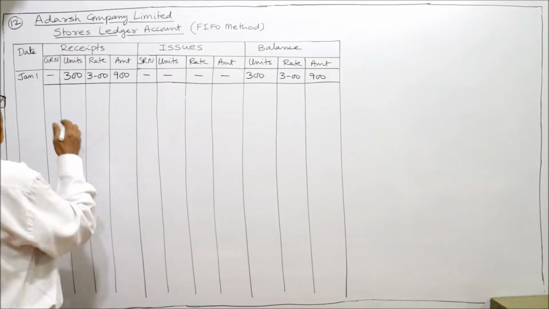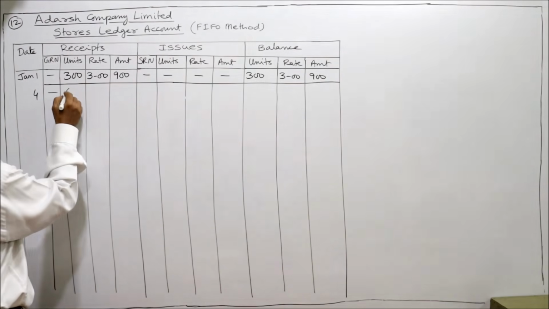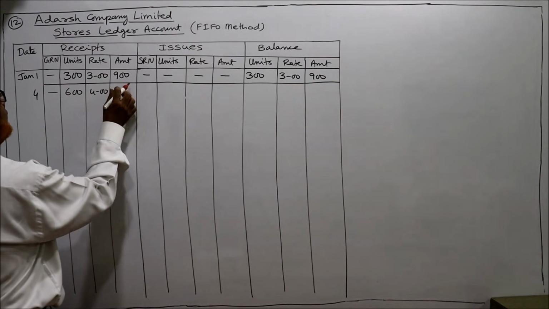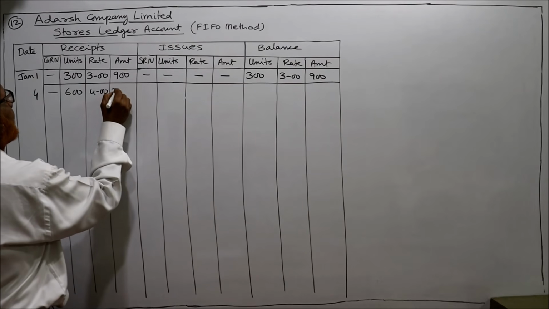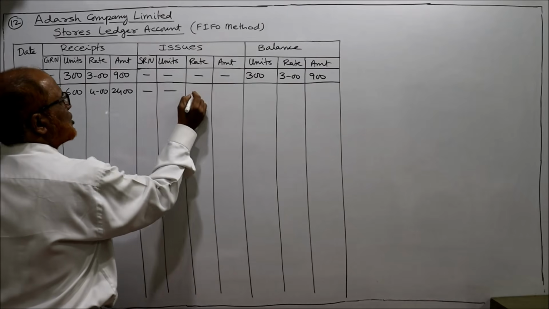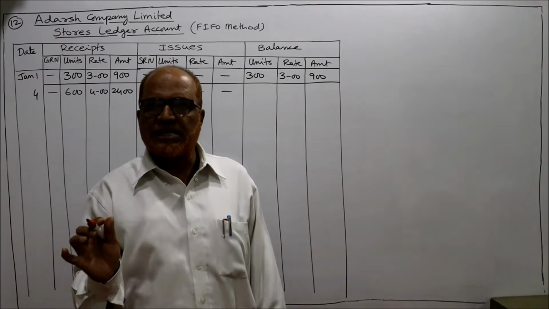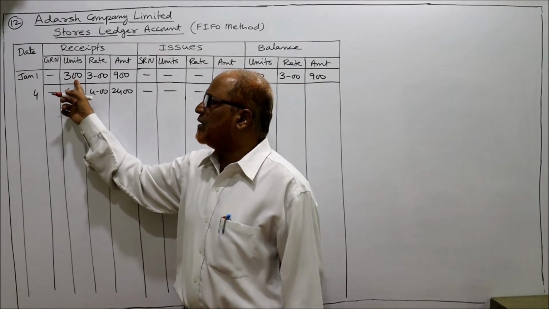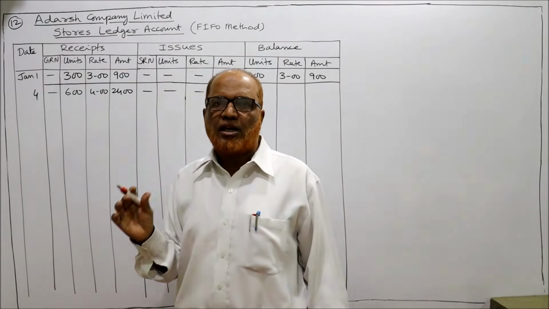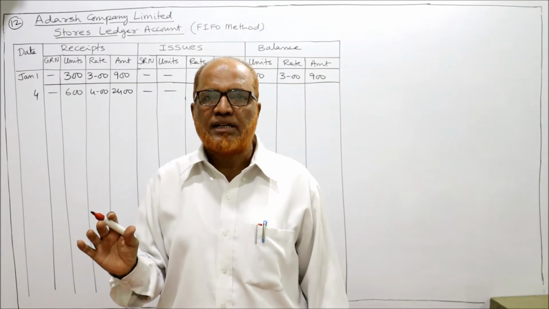Now, after January 1st, there is 4th January. Again purchase 600 units at 4 rupees. So 6 4s are 24, 2,400 rupees. Put a dash in the issue column. Now see here, we have already purchased 300 units on 1st January. Again on 4th January we are purchasing 600 units. Keep both the purchases separately, don't mix up. We have to keep it separate.